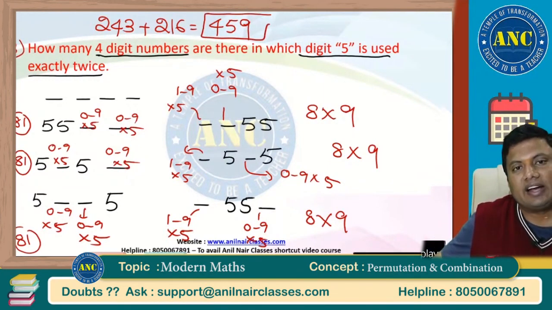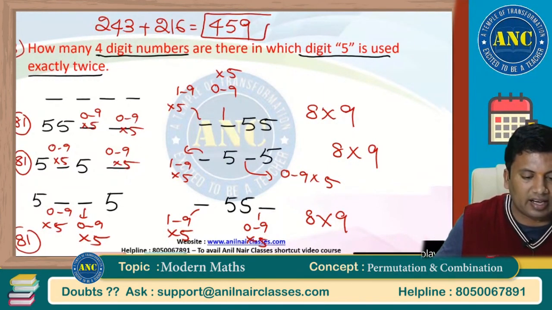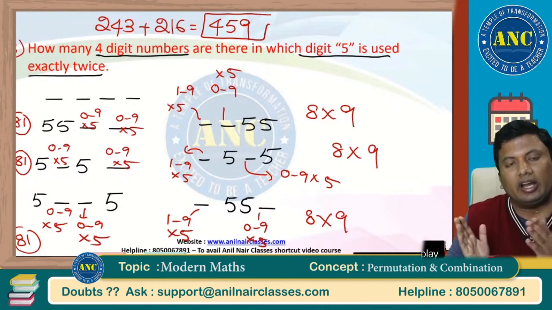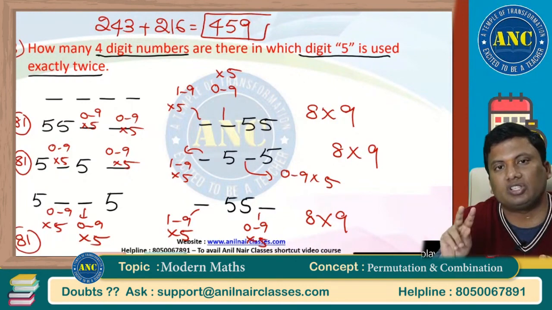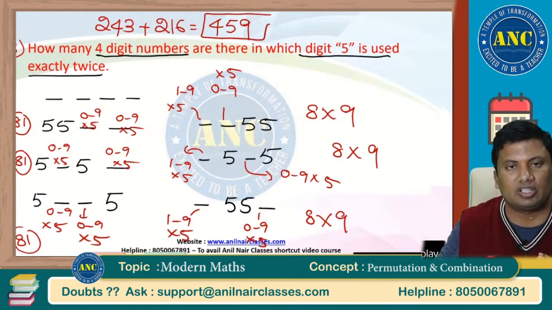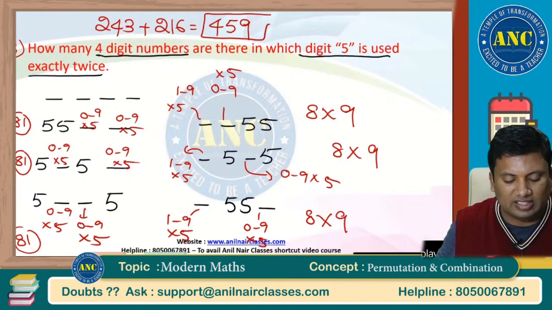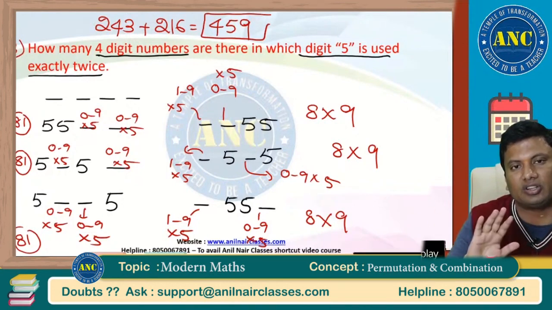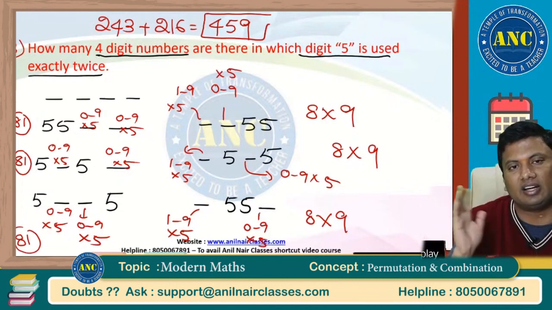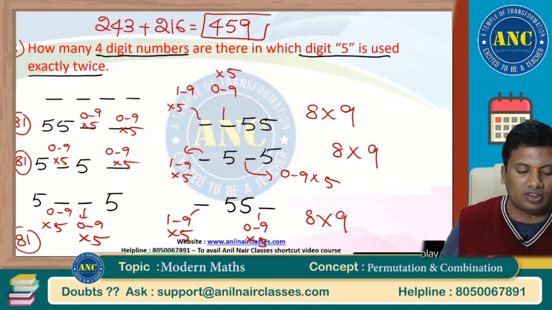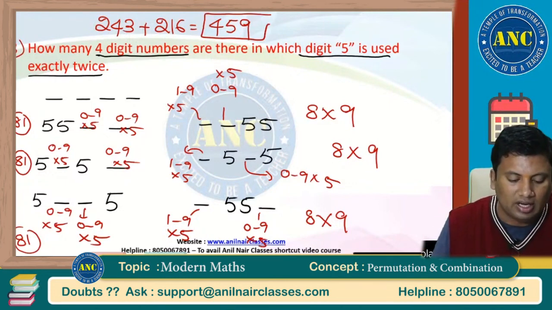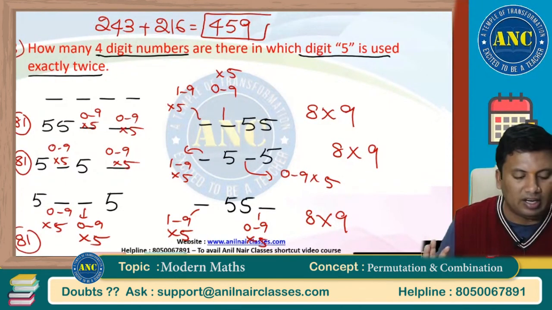459. Exactly once we used, and exactly twice also we used. Twice, so out of 4 positions it can take any 2 positions. So 4C2, total 6 cases will come: units tens, units hundreds, units thousands, tens hundreds, tens thousands, and hundreds thousands. Total 6 cases. Leftmost cannot take 0.